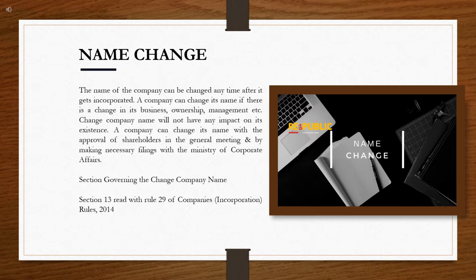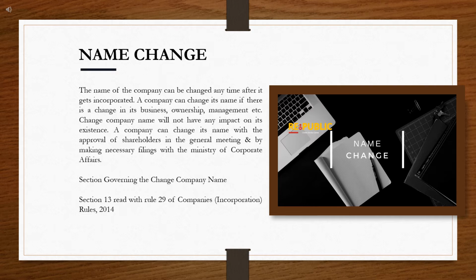Section governing the change of company name: Section 13 read with Rule 29 of Companies (Incorporation) Rules, 2014. The company after incorporation can change its name in the following ways: conversion of name from private to public, conversion of name from public to private, or change of name from _limited to _limited.